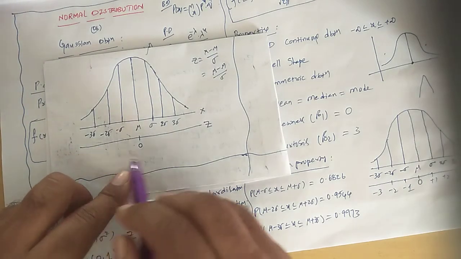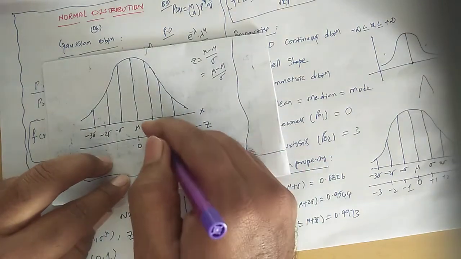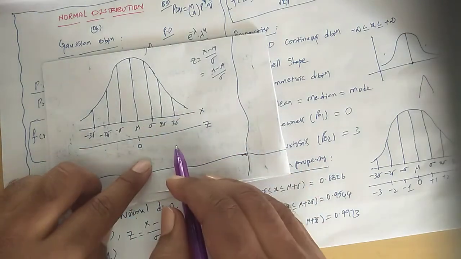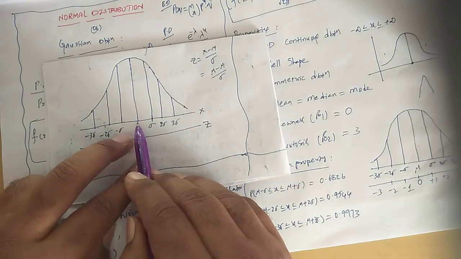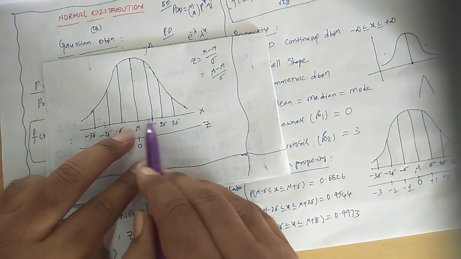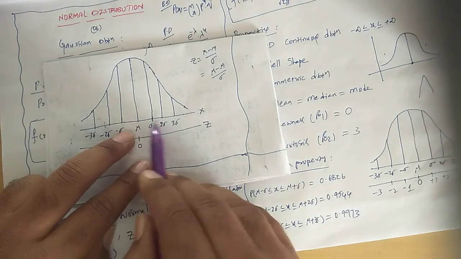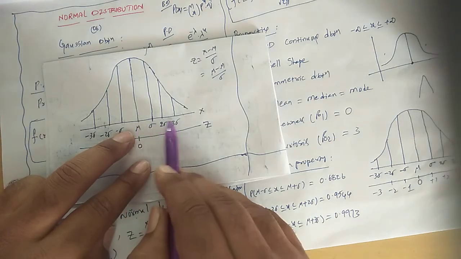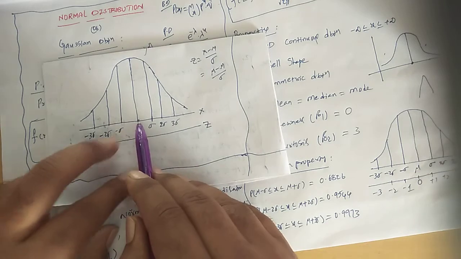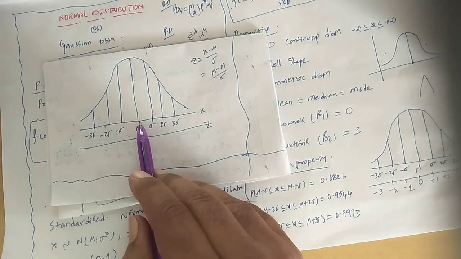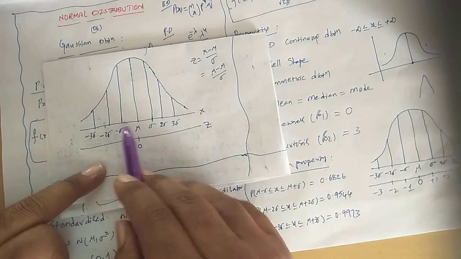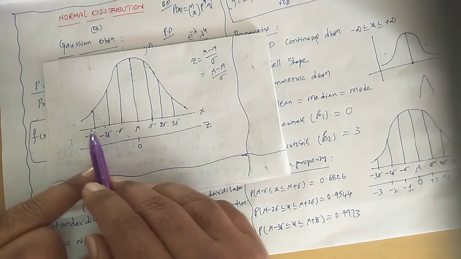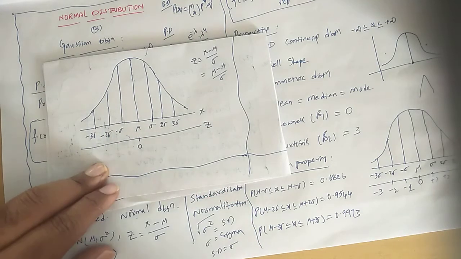Okay. Then what is the value of this sigma in z? How do you get that? From here you are adding this distance: mu to sigma, mu plus sigma. Up to this, what happens? Mu plus 2 sigma. Up to this, mu plus 3 sigma. But here, on the negative side, you are subtracting: mu minus sigma, mu minus 2 sigma, mu minus 3 sigma, like that.